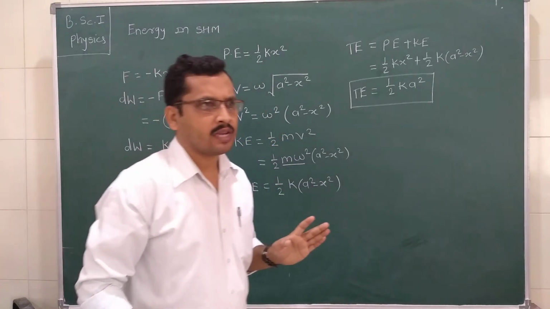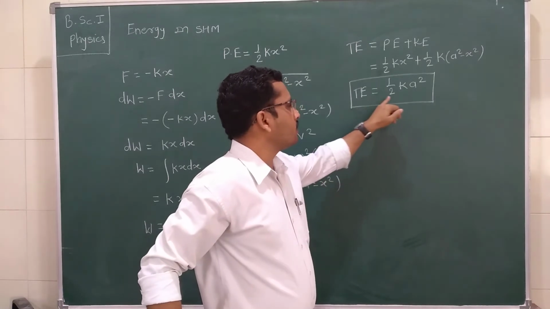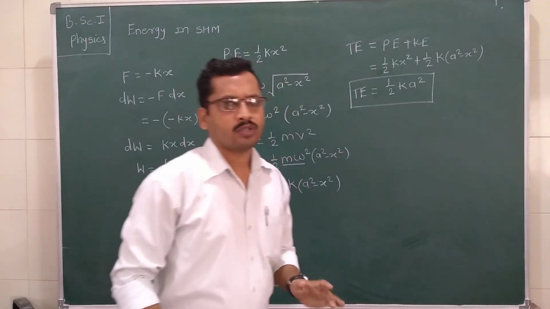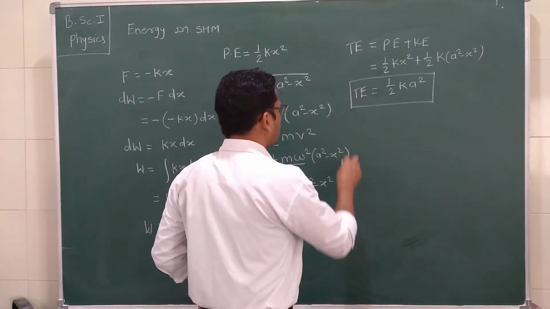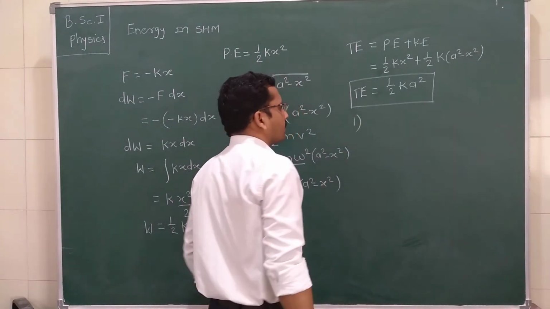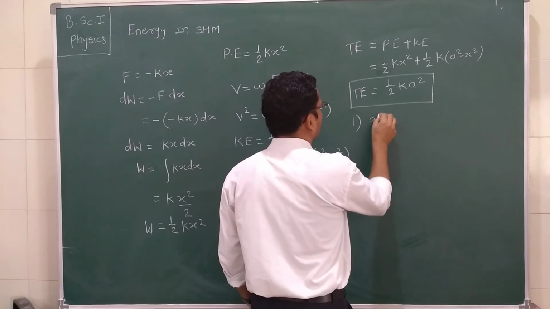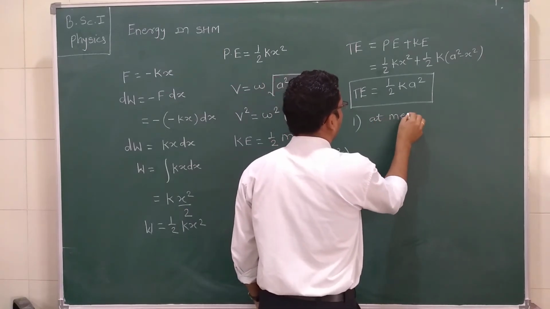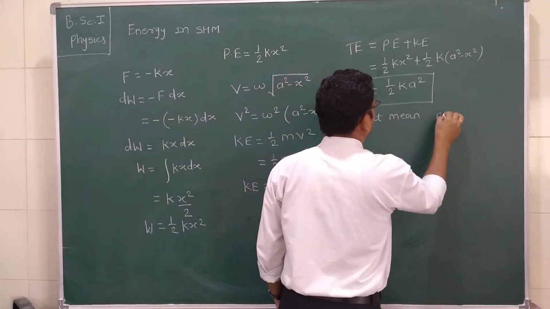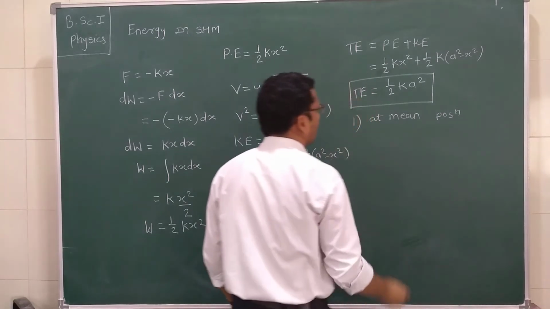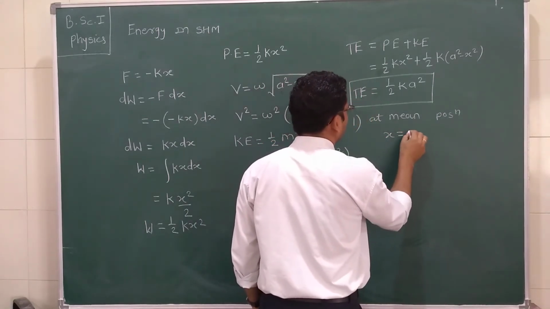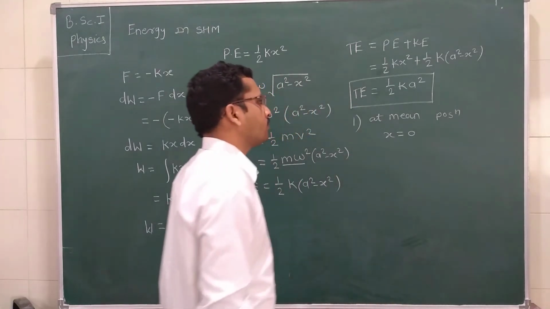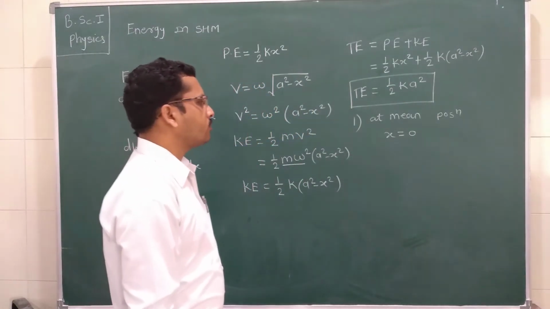And what is the total energy? The total energy is equal to 1/2 k a squared. So we are going to find out the special cases. The first special case is at the mean position. What happens? At the mean position, this x is equal to 0.